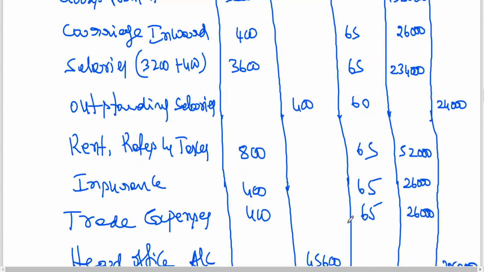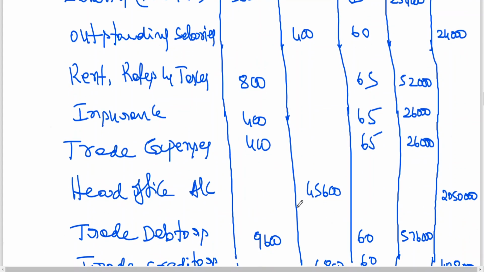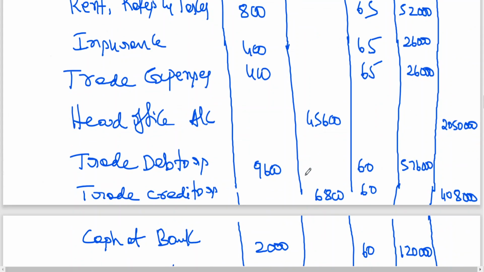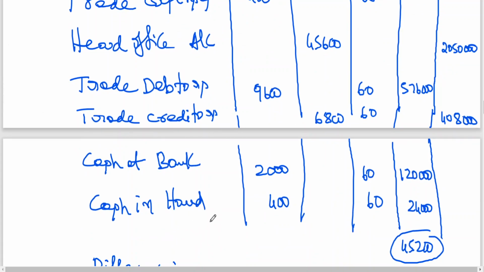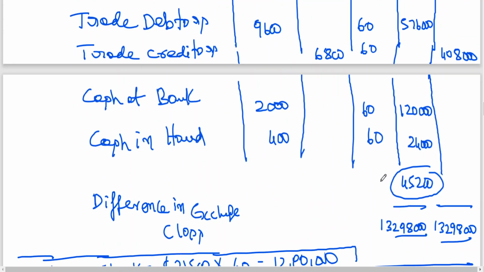Trade expenses, come on, which rate? Average rate. Head office is actual, as has been given. Trade debtors, closing. Trade creditors, closing. Cash at bank, closing. Cash in hand, closing. You are left with a difference in exchange loss.